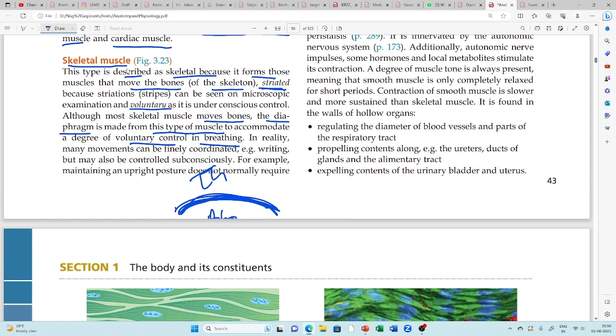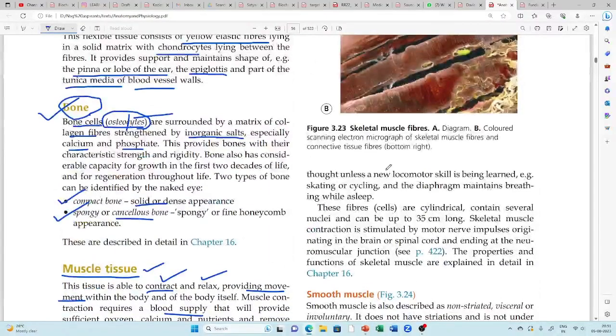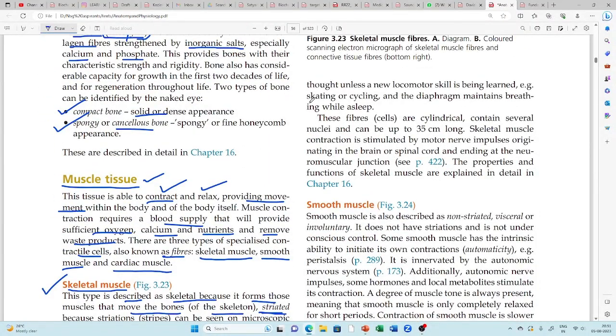In reality, many movements can be finely coordinated, like writing, like walking. Everything can be controlled by ourselves. These movements are all possible because of the type of muscle called skeletal muscle. Because of skeletal muscle only we can do all these movements. That's why it is known as voluntary muscle. Another important characteristic is that it is striated. Skating, cycling, walking, everything is controlled by ourselves because of the skeletal muscles only.